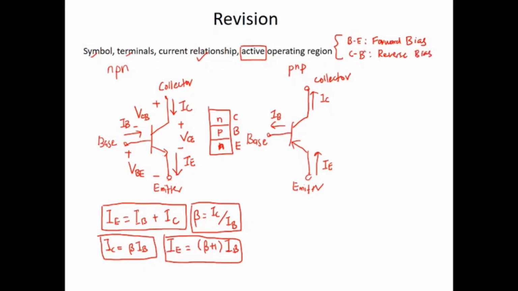So when we assume the BJT is in the active operating region, we will consider the base emitter junction in forward bias. So we will consider VBE equal to 0.7, because the PN junction in forward bias can be modeled or represented by a DC battery source equal to 0.7 volt. So this is another basic piece of information that you need to remember.